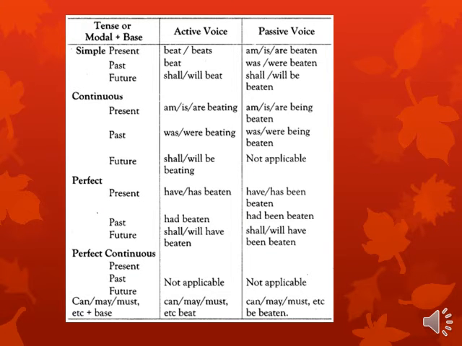In this chart, you can see how the verbs are being changed. Simple present, past, and future. You can see in the simple present am, is, are, simple past was and were, simple future shall and will. Continuous: am, is, or are plus being plus the past participle of the verb. In the past continuous, was or were plus the verb in -ing in the active. And then in the passive voice, we add being and the verb in the past participle.